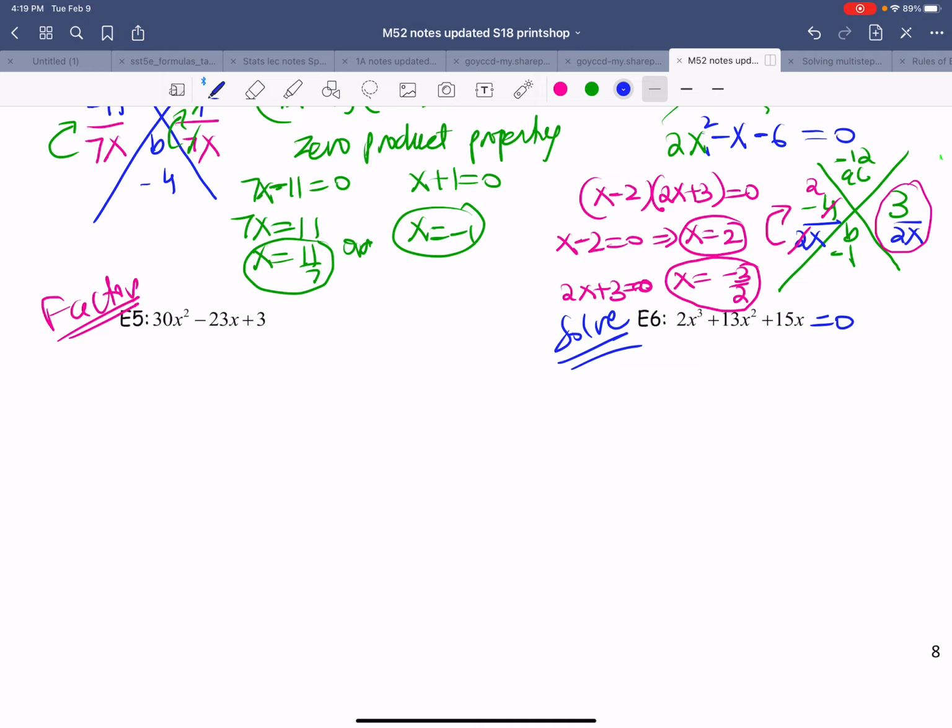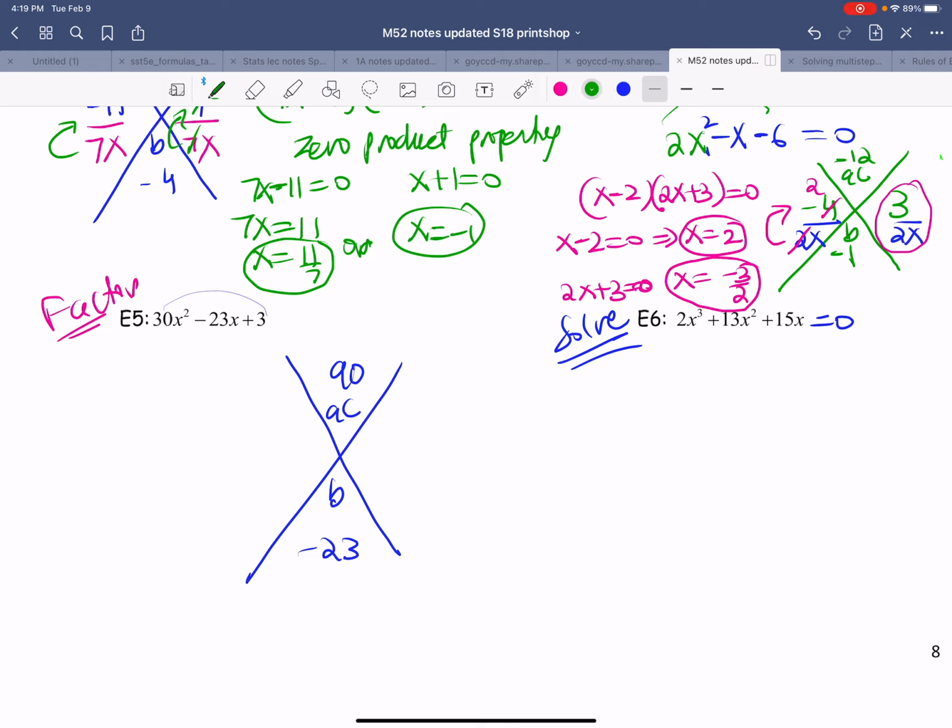Okay, first thing we want to do is factor out the GCF. Is there a common factor in here? Nope, there's no common factor. There's no number that divides evenly into 30, 23, and 3. So I'm going to go ahead and do the x method. In the x method, a times c goes on the top, b goes on the bottom. 30 times 3 is 90, and b is -23.